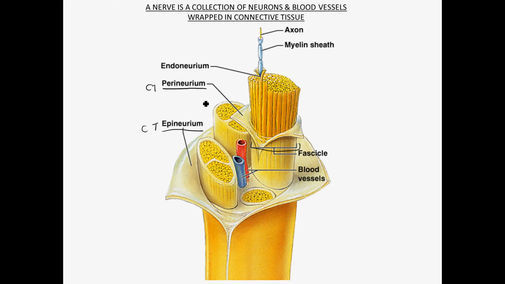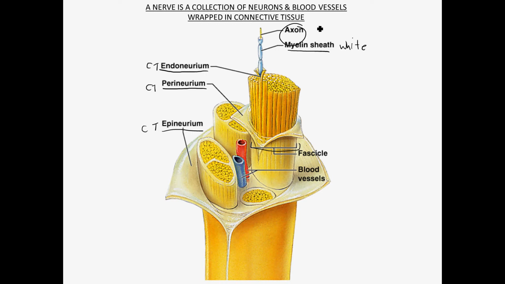And then inside the fascicle are several dozen to 100 axons that are wrapped in a myelin sheath, right? And so this is what's making these white, or white matter. And around each of those myelin sheaths is another connective tissue layer called the endoneurium. And the endoneurium is then separating the axons from one another.